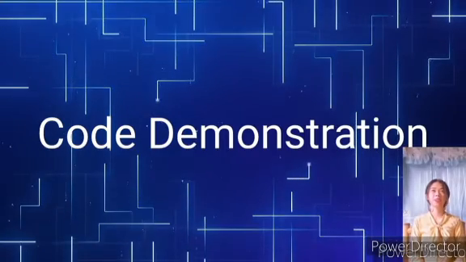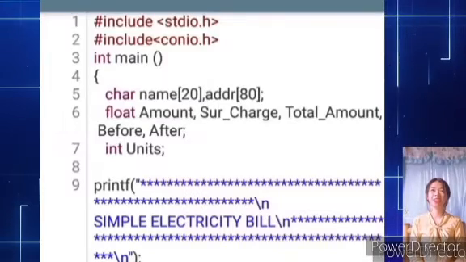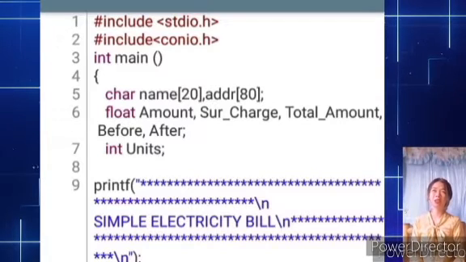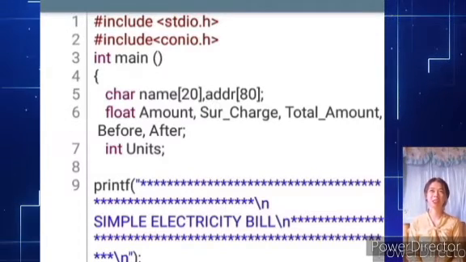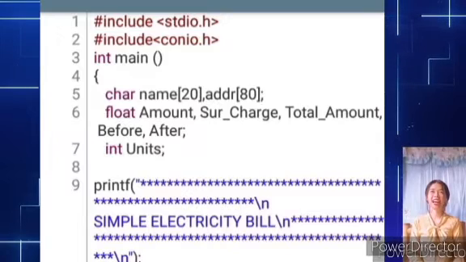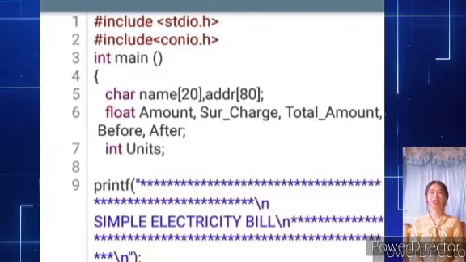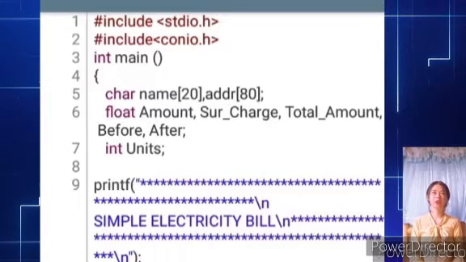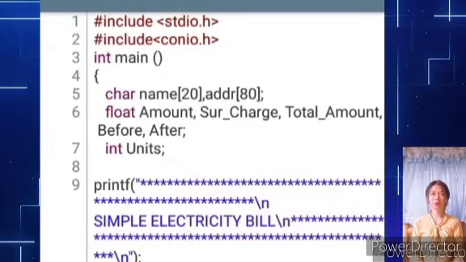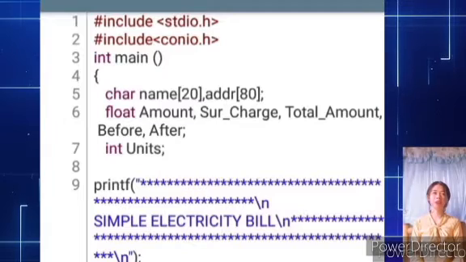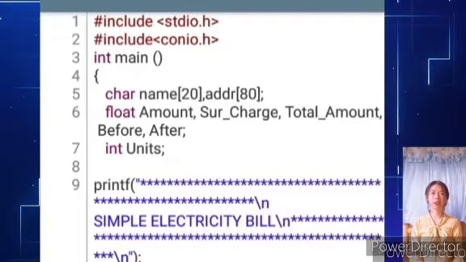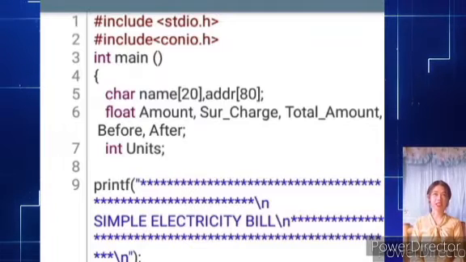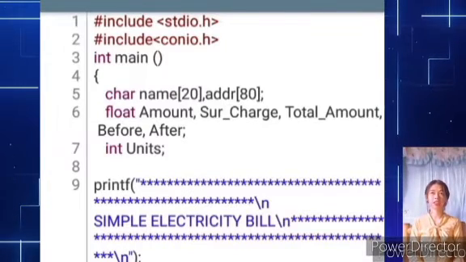I will discuss the program code on how to calculate electricity bill using if-else in C language. So first, we have #include <stdio.h> and #include <conio.h>. It stands for console input output. It takes input from keyboard and displays it on screen. Next, int main(), and open brackets.